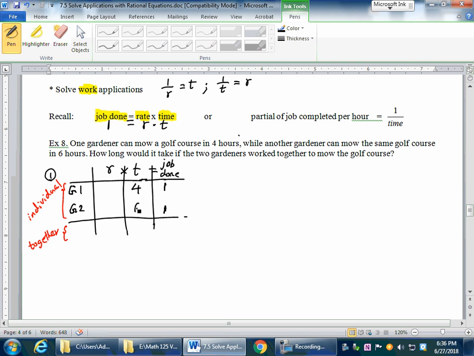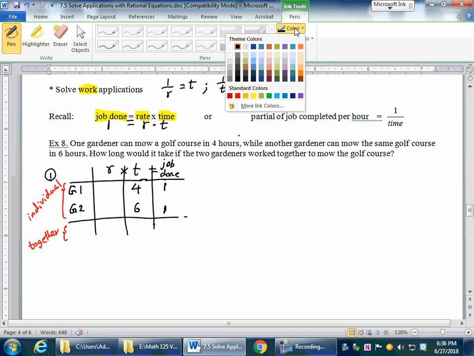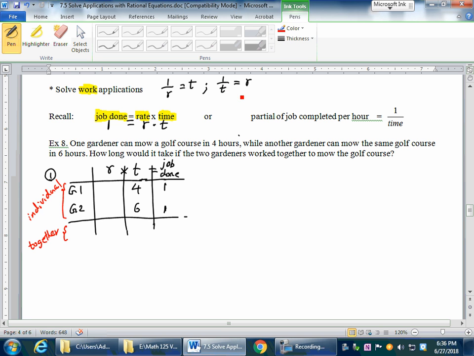So from here, I know that the rate will be 1 divided by 4, using this, right? The job that you need to finish divided by the time. In this case, it is one job, and it takes 4 hours, so we divide. And similarly, for gardener two, it will be one job divided by 6. Now, what we are interested in is working together.